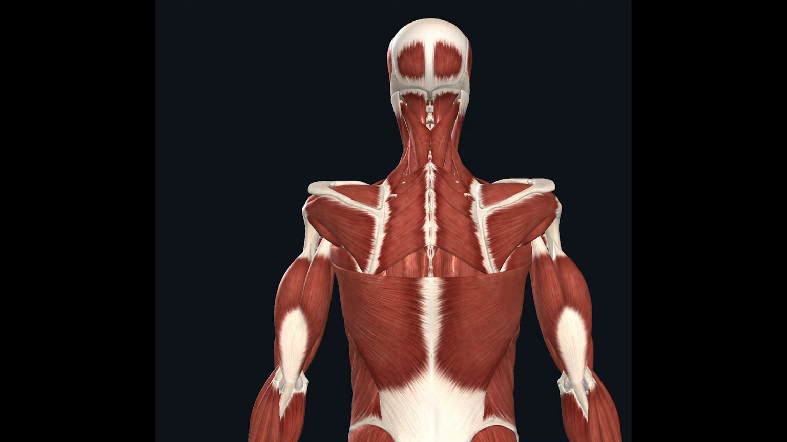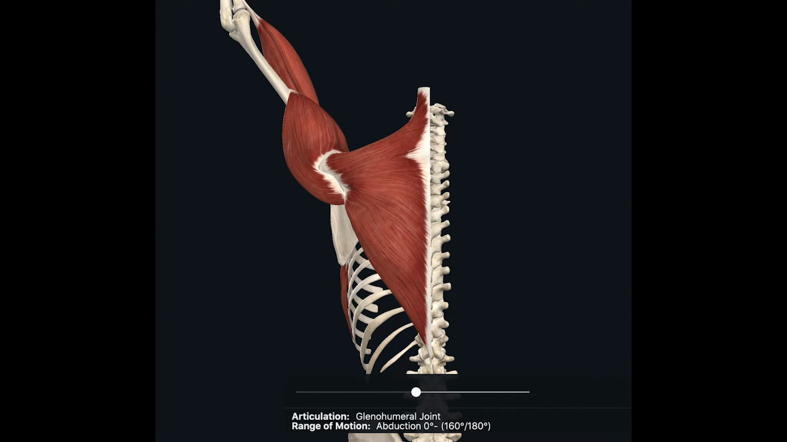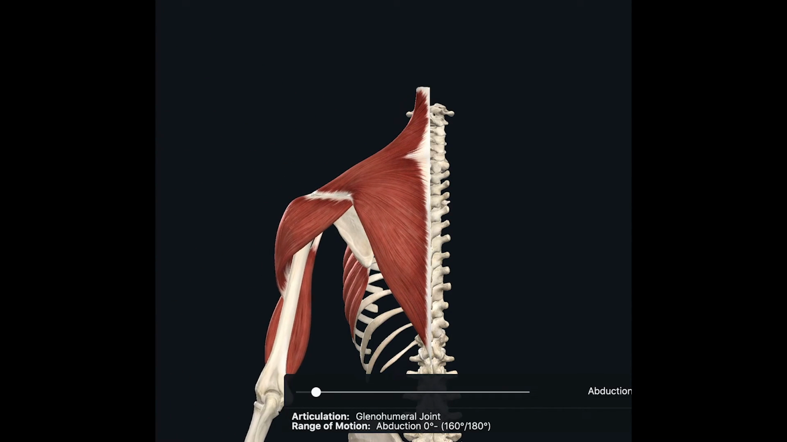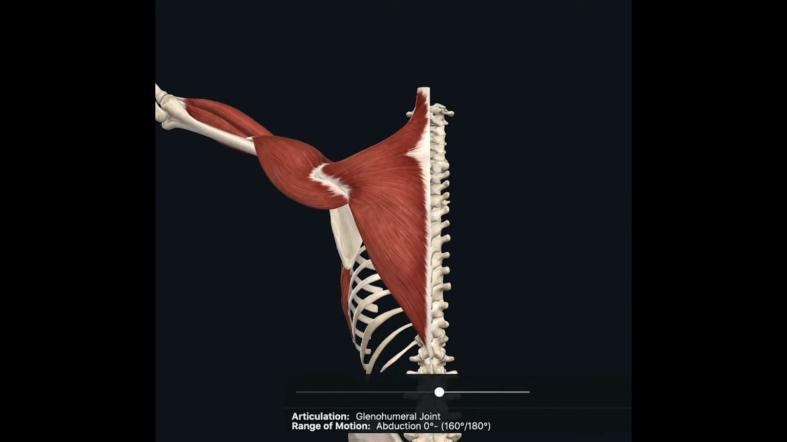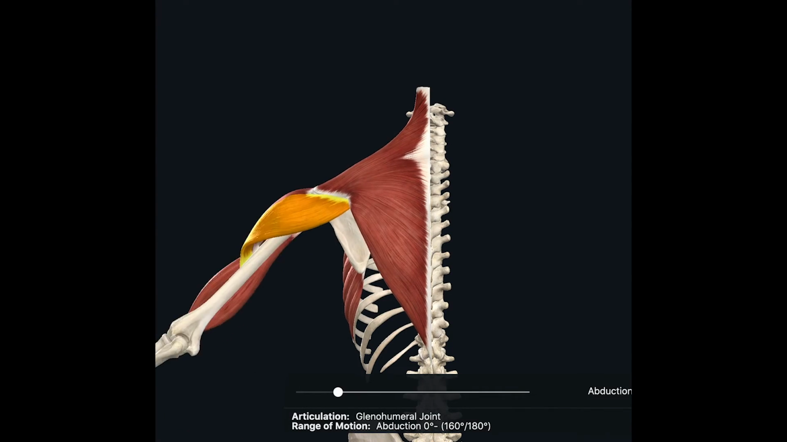Abduction is moving the arm away from midline. And the first muscle that assists with that is the supraspinatus. You can see here, this is shoulder abduction. So abduction is pulling the arm up and away from the body. So the supraspinatus is working as well as the deltoid.